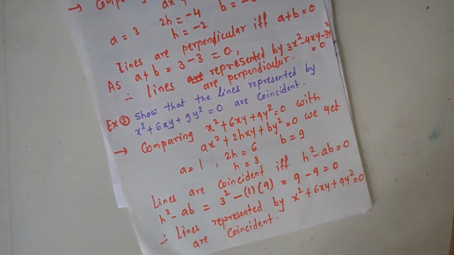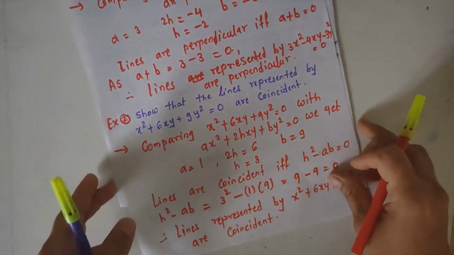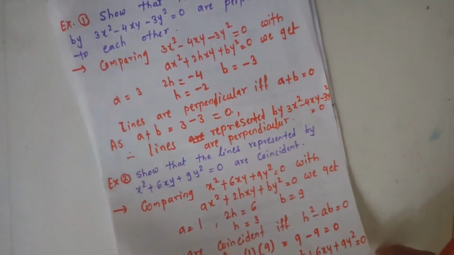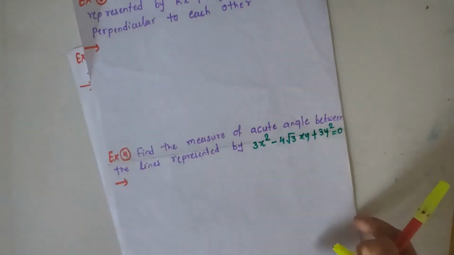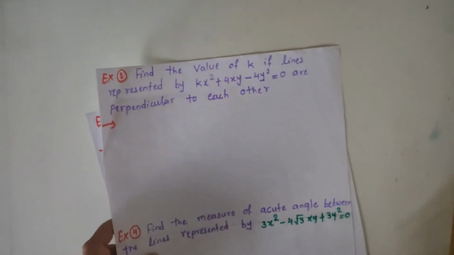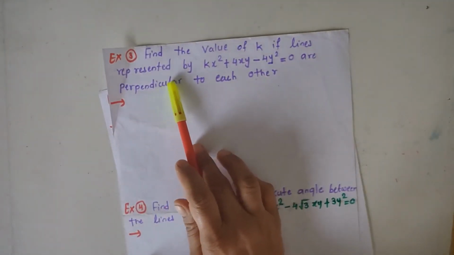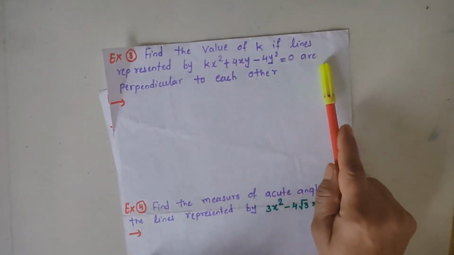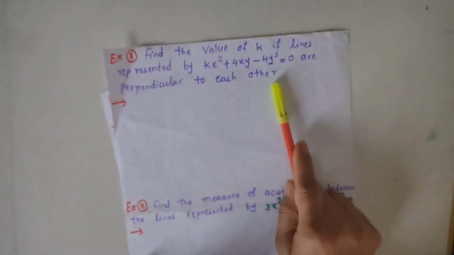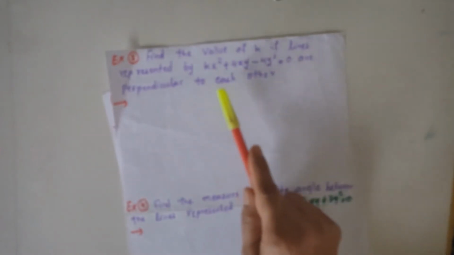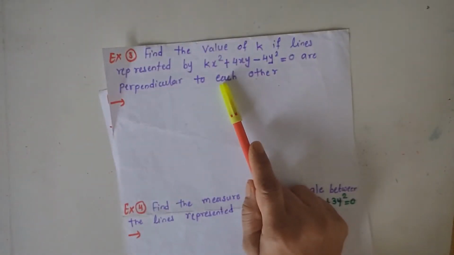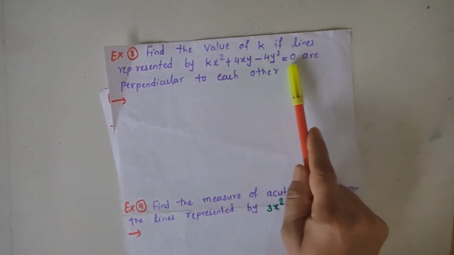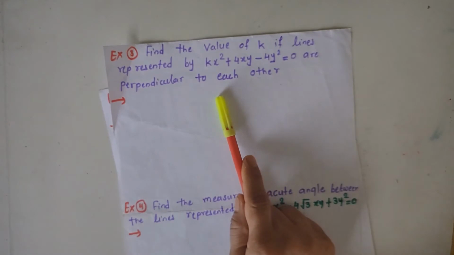In this way, using the condition, we can show that the lines are perpendicular or the lines are coincident. See the third example. Find the value of k if lines represented by this homogeneous equation are perpendicular to each other. Now here we have to find the value of k, and the condition is that the lines represented by this equation are perpendicular to each other.